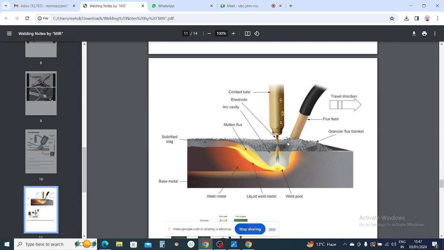You can see the video on YouTube, and you will understand. So this is the flux feed. The flux comes from here, and this is the holder that holds the electrode. This is a consumable electrode, and the flux is used to protect the weld from coming in contact with air. Here the weld pool is generated, and it will fuse and join two pieces.